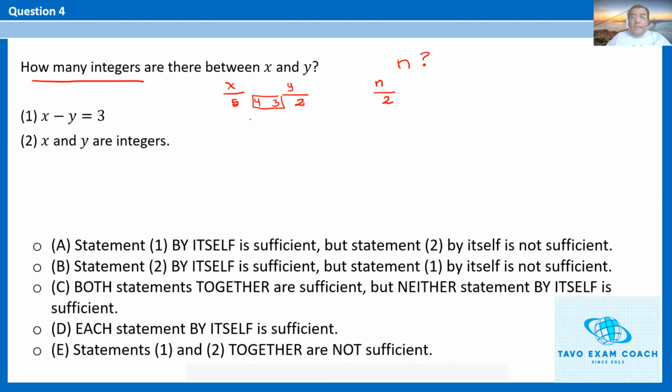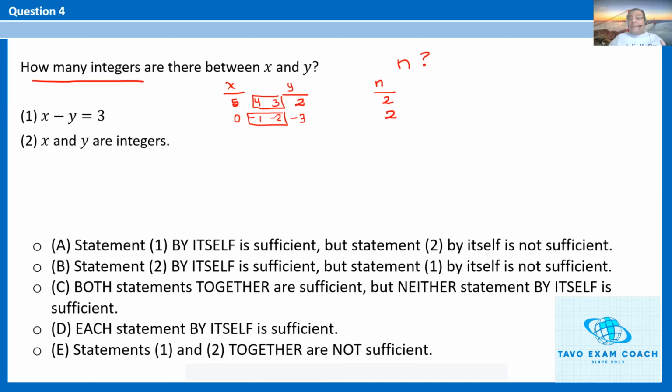What about if the numbers were 0 and -3? 0 minus -3 equals 3. And what are the integers between them? Well, -1 and -2. Again, there is a count of 2 integers in between. It looks like the answer might be just 2 integers between x and y. Well, what have we tried so far? We've just tried integer values for x and y.